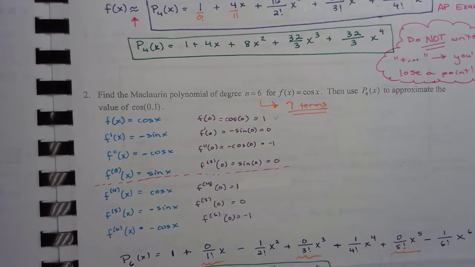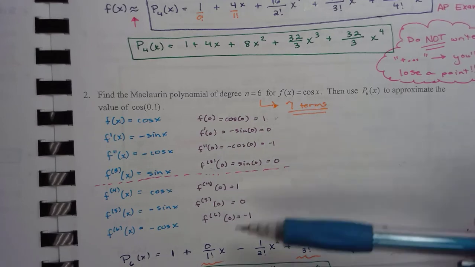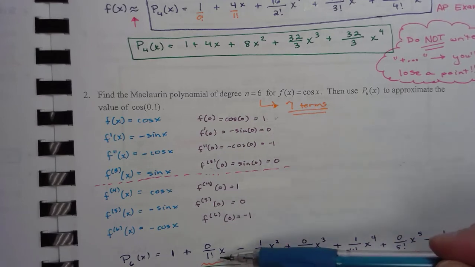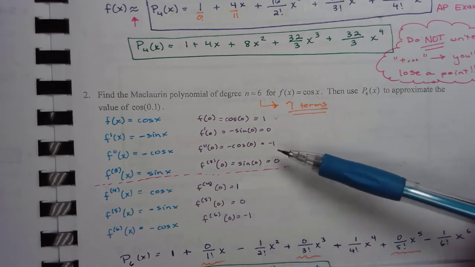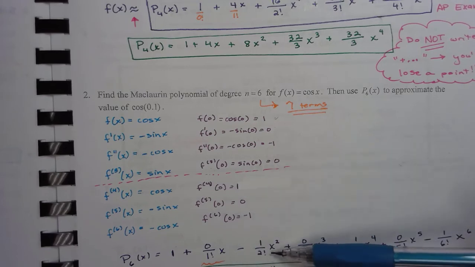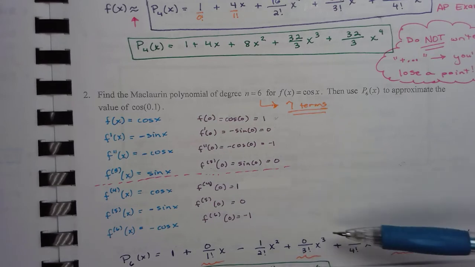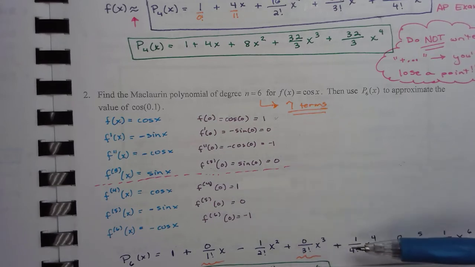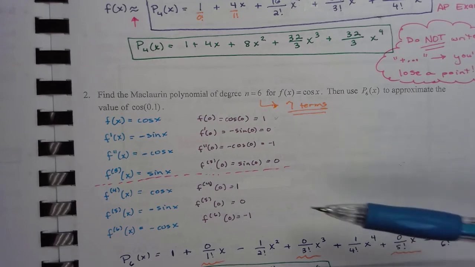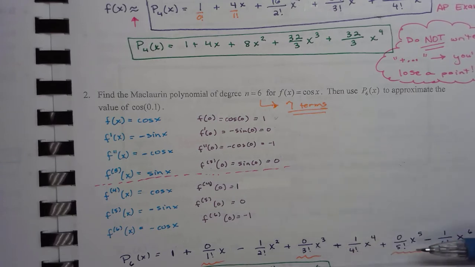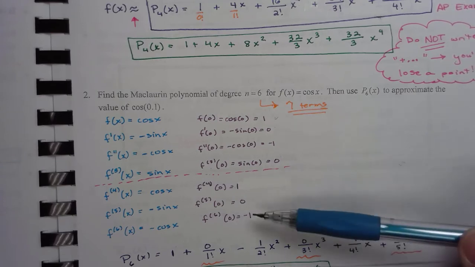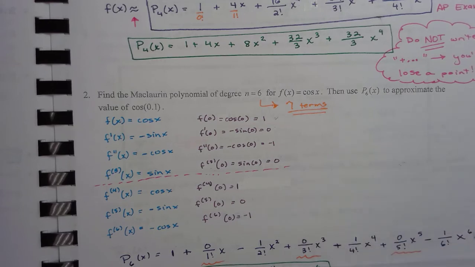My 6th degree polynomial is 1 plus 0 over 1 factorial x minus 1 over 2 factorial x squared plus 0 over 3 factorial x cubed plus 1 over 4 factorial x fourth plus 0 over 5 factorial x fifth minus 1 over 6 factorial x sixth.